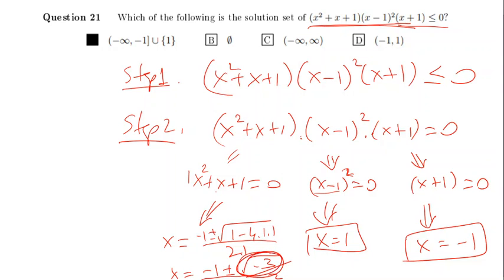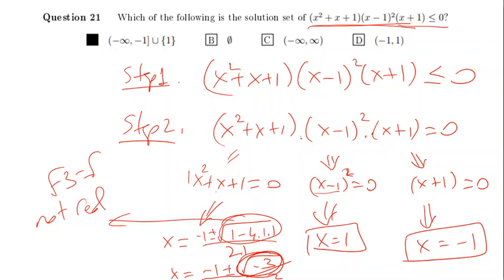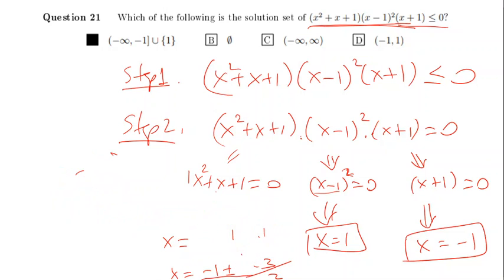Now the square root of -3 is not real. The square root of -3 is the square root of 3 times i, so this is not real. So these roots are not real, and the only real roots are 1 and -1.